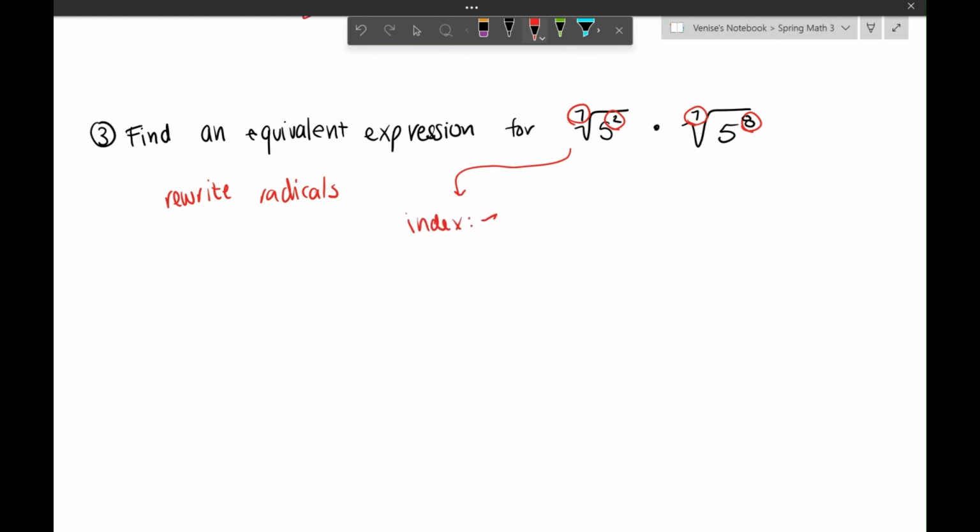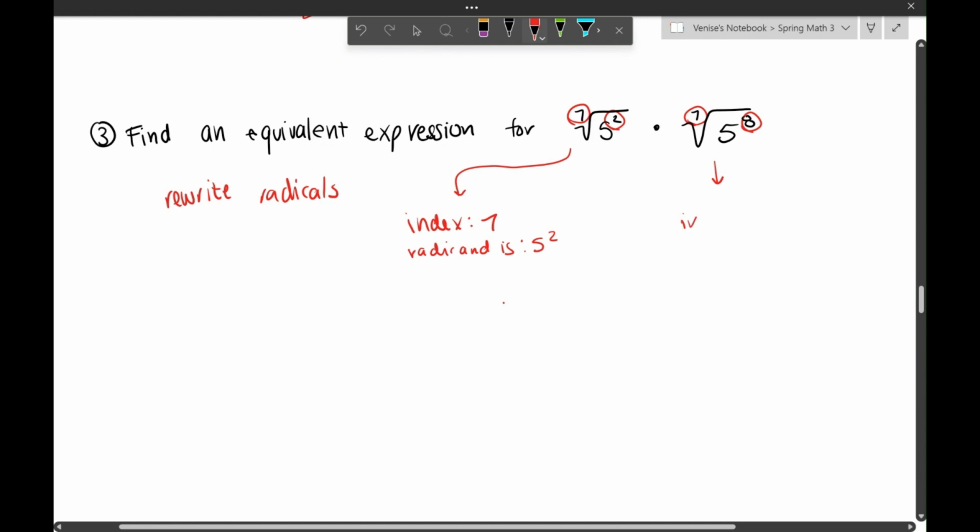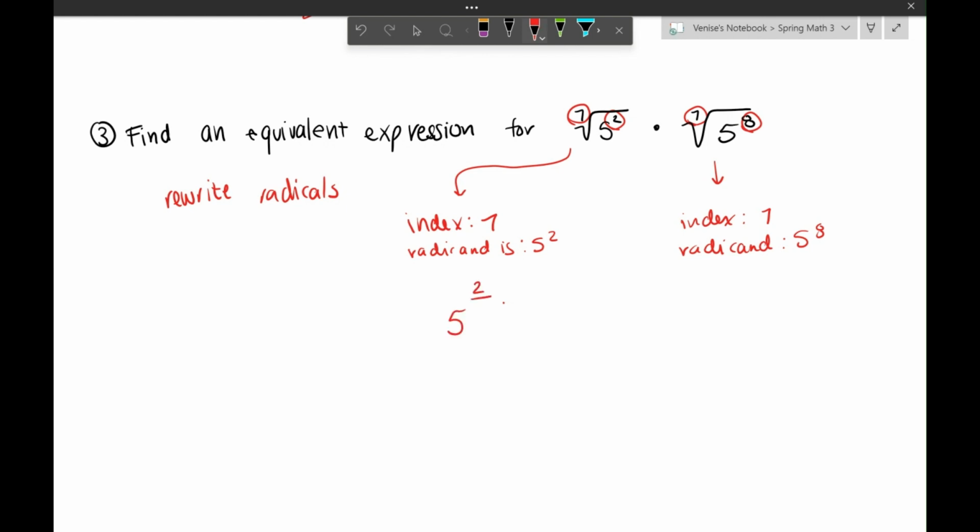My index is 7. My exponent is 2, and my radicand is, well, let's not do that. Let's just put index is 7, radicand is 5 squared. Here, my index is 7, my radicand is 5 to the 8th power. So that means I can rewrite this as 5 to the 2 over 7. This is 5 to the 8 over 7, okay?